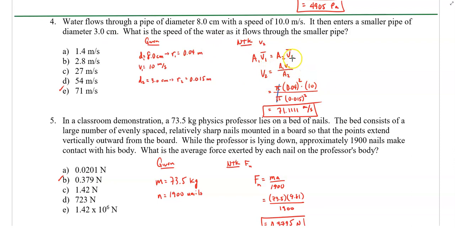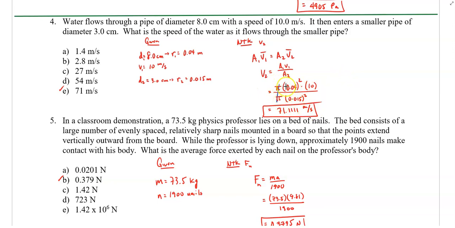So in this case, we're looking for the velocity as it's flowing through the smaller pipe, and I noted that as V2. So in order to isolate V2, we simply divided both sides by A2, and we substituted the necessary values to compute the area at the beginning and at the end, as well as the velocity along the way. Now, velocity was already in a measurement of meters per second, so there was no conversion necessary there.